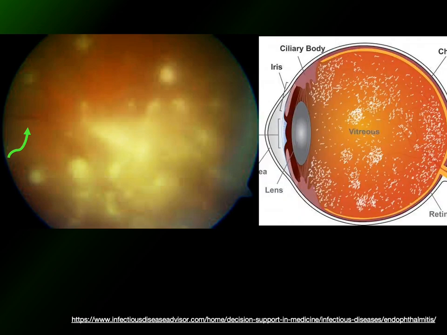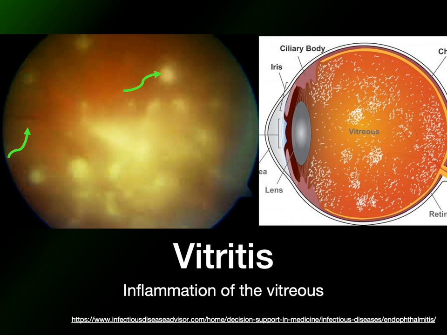Another example of uveitis involving non-uveal tissue is this case where the vitreous is filled with white fluffy materials. The green arrow is actually pointing to retinal veins, which can hardly be seen. The vitreous is hazy because of the presence of inflammatory cells within it. Some inflammatory cells may clump together to form balls. This is what we call vitritis.